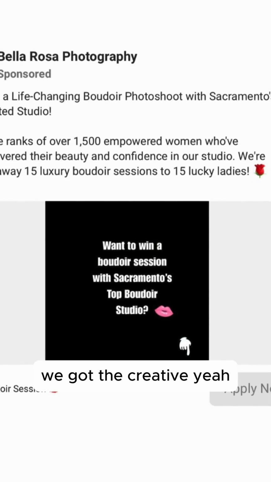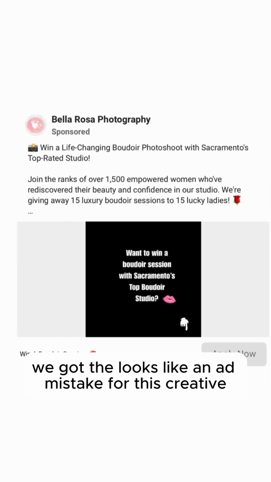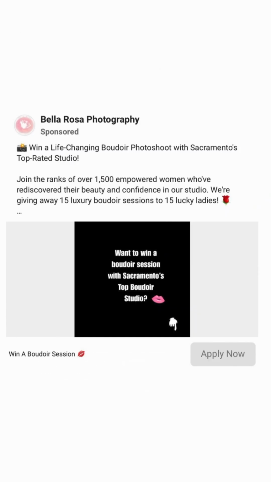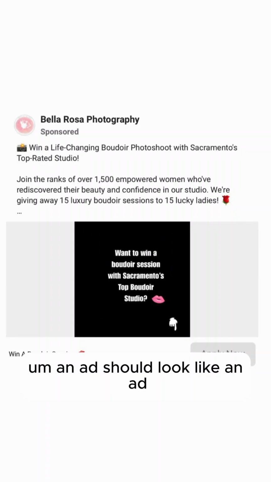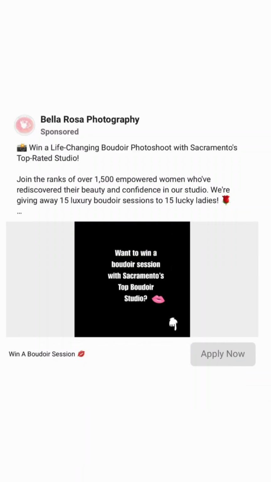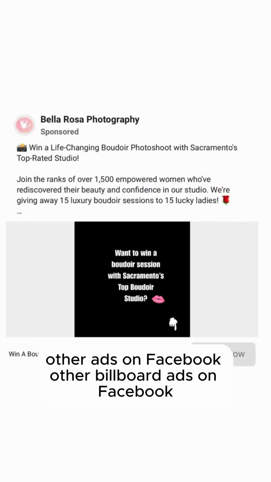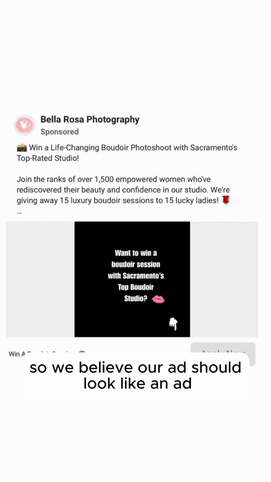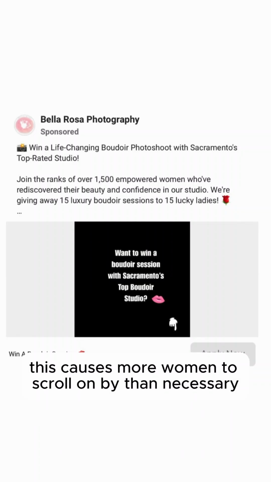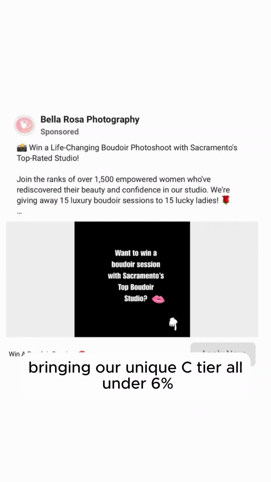We got the creative. Yeah, we got the looks like an ad mistake with this creative. So the false belief that caused us to make this mistake is that we actually believe an ad should look like an ad. So that's how we've seen newspaper ads, magazine ads, TV ads, other ads on Facebook, other boudoir ads on Facebook. So we believe our ad should look like an ad. But this is incorrect. This causes more women to scroll on by than necessary, bringing our unique CTR all under 6%.